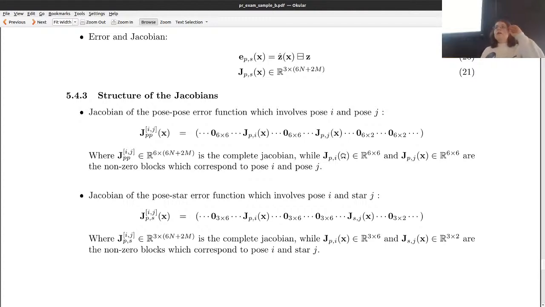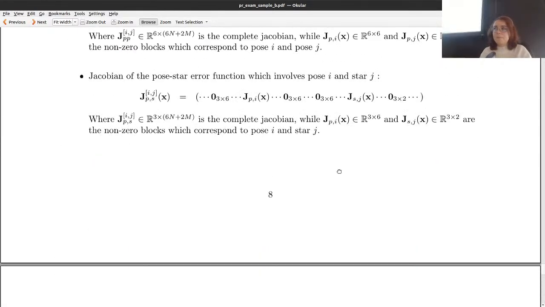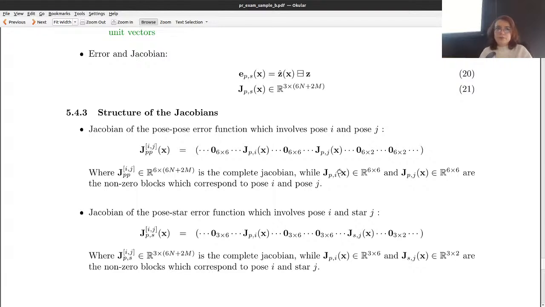Okay, so if you have questions on this, then I will take them and then move to the grid, which is the last part of the exercise.